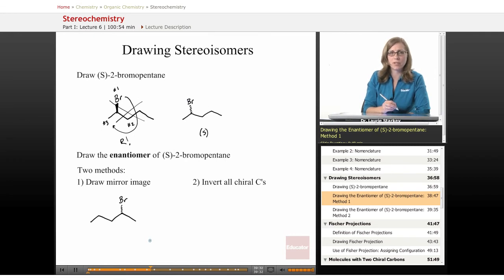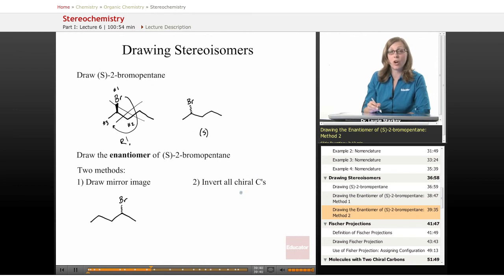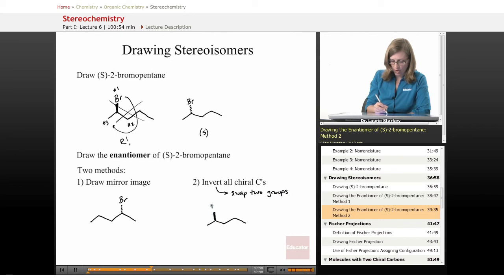Some students have an easier time drawing mirror images than others. But there's another method, and that is to invert all of our chiral centers. And by invert, I mean swap two groups. So in this case, we're going to keep our carbon chain fixed, but instead of having the bromine be a dash, our bromine is going to be a wedge. That's another way to draw an enantiomer accurately, and whichever method works for you, they both should result in the right answer.